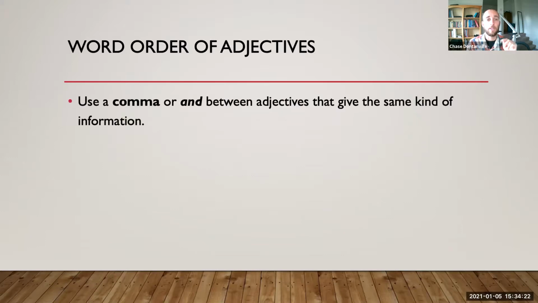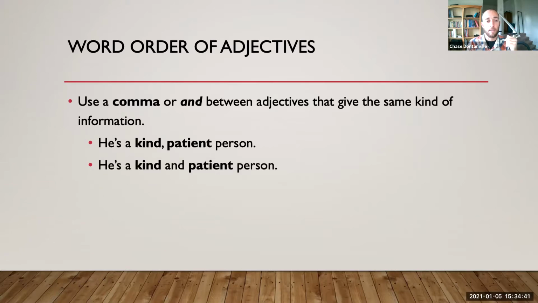Also, use a comma or and between adjectives that give the same kind of information. For example, he's a kind, patient person. Kind and patient describe personality. Same information, so we use a comma. Or he's a kind and patient person.